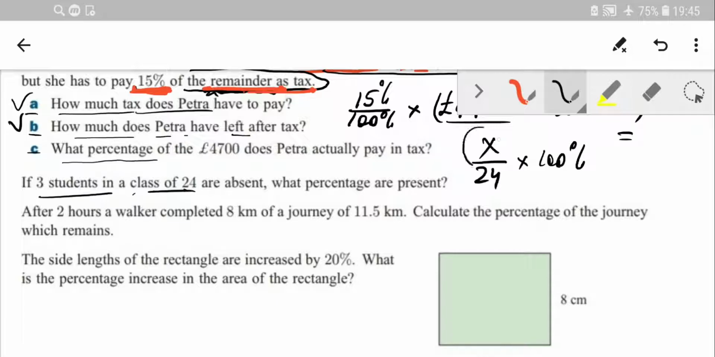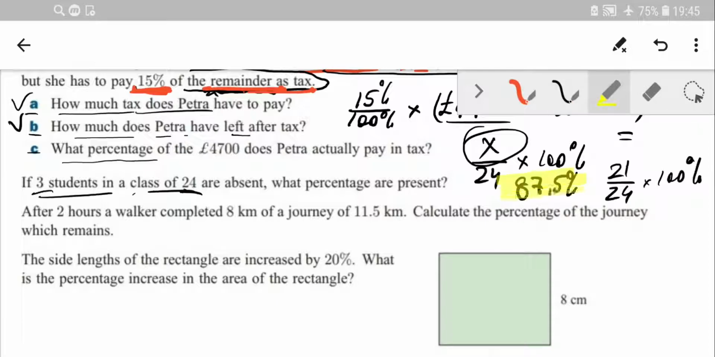Now let's find who is present. If 3 were absent out of 24, it looks like 21 were present. So 21 over 24 and multiply by 100%. That's the idea. 21 over 24 multiplied by 100 turns out to be 87.5 as a percentage. So this is the answer.